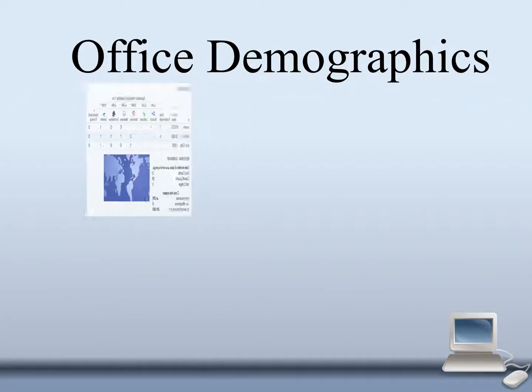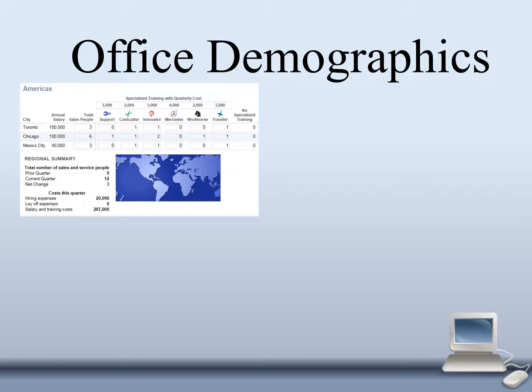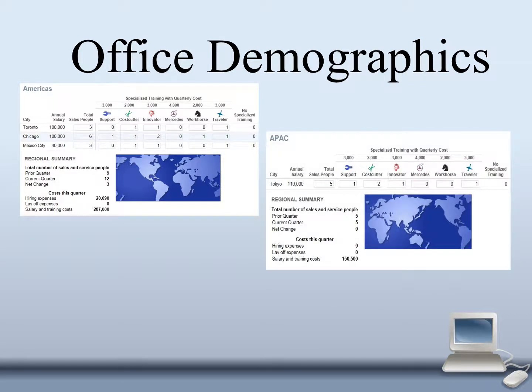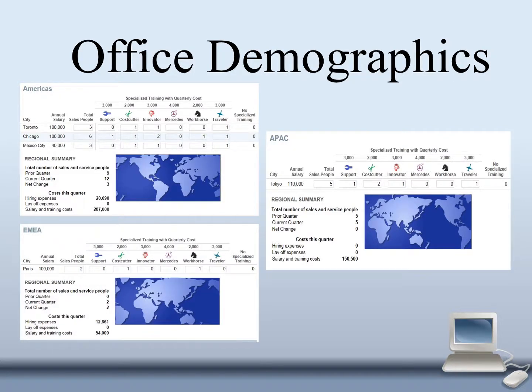Looking at some of our office demographics, we did have a number of staff throughout this organization and this exercise. In the Americas, where predominant staff occurred, we had 12 staff members throughout Toronto, Chicago, and Mexico City. Our labor was a little high in this area for the amount of output we received, but that's something we're going to be working on throughout the next few quarters.